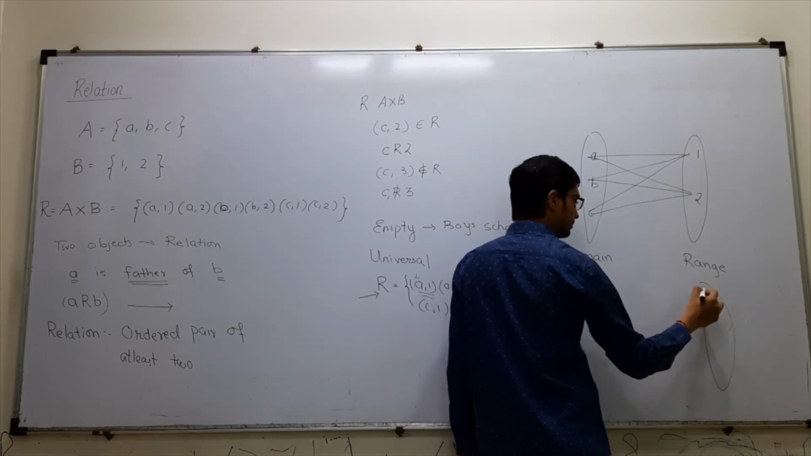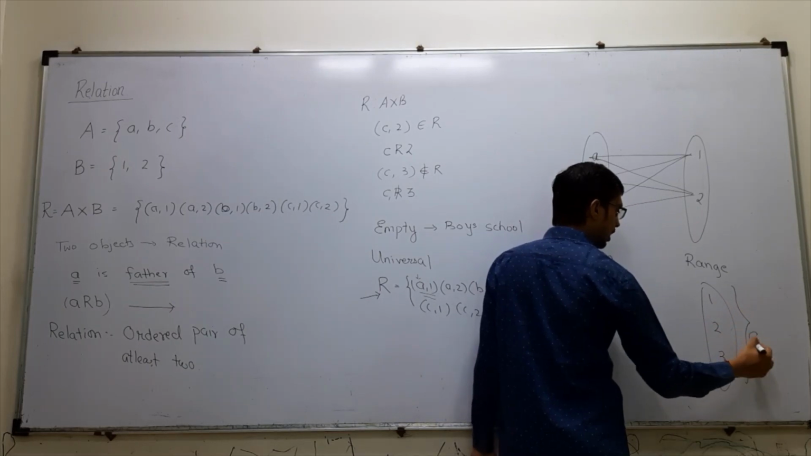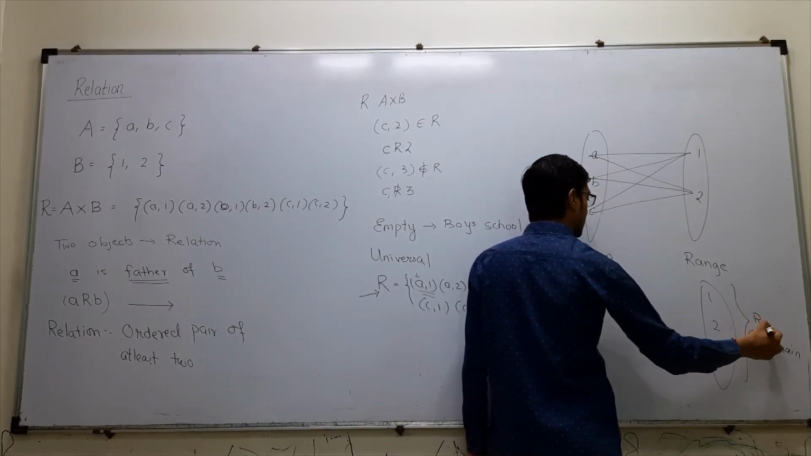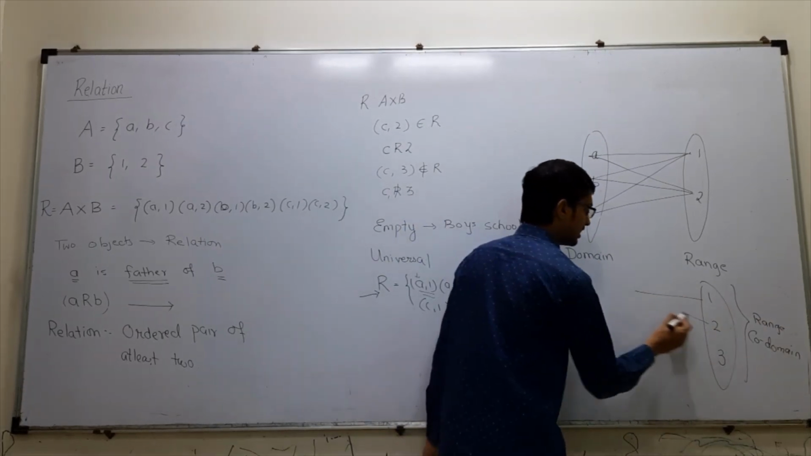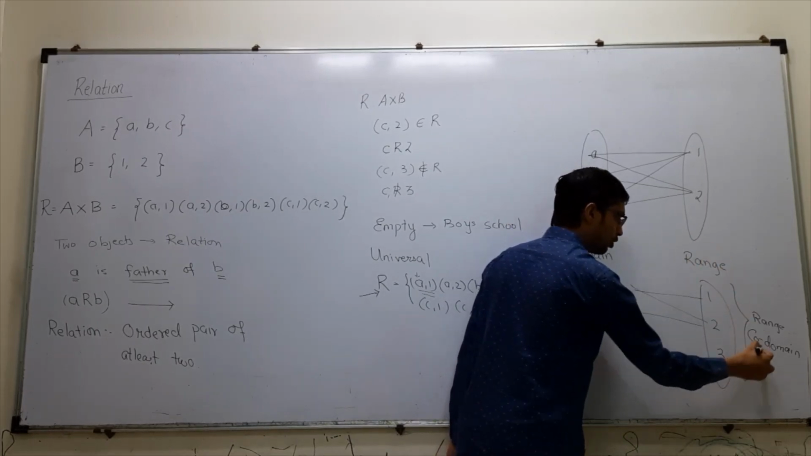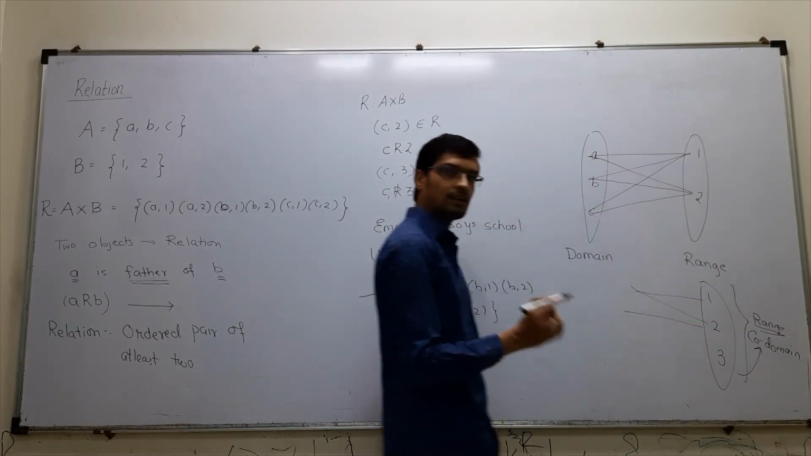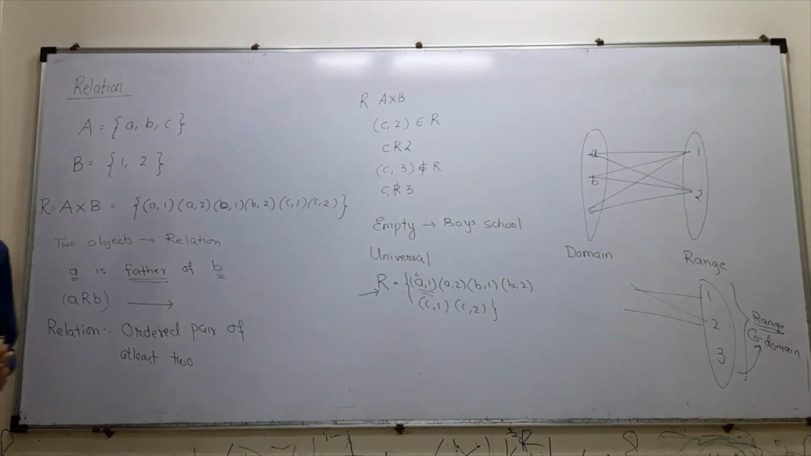If it were 1, 2, 3, then this entire thing is called the codomain. Whatever is paired from it is called the range. Okay? If 1 has relations, 2 has relations, but 3 has none, then 1, 2, 3 becomes my codomain and 1, 2 becomes my range. Understood? Let us move into details about relations. Okay.